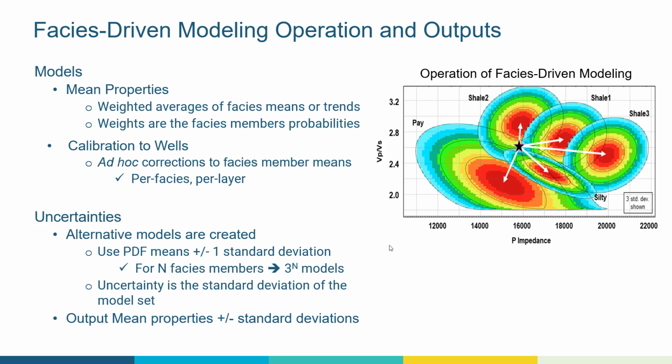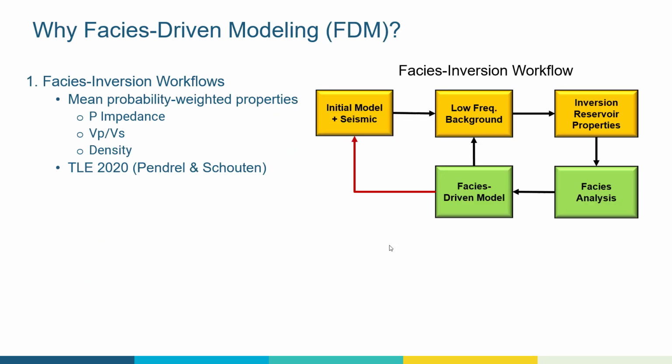So if we had 3 facies, that would be 27. If we had 4, it'd be 81. And then we look at the standard deviation of that set of answers and output that as an uncertainty measure, and can also, of course, output the mean model plus or minus those standard deviations if we wish. So that's how it works.